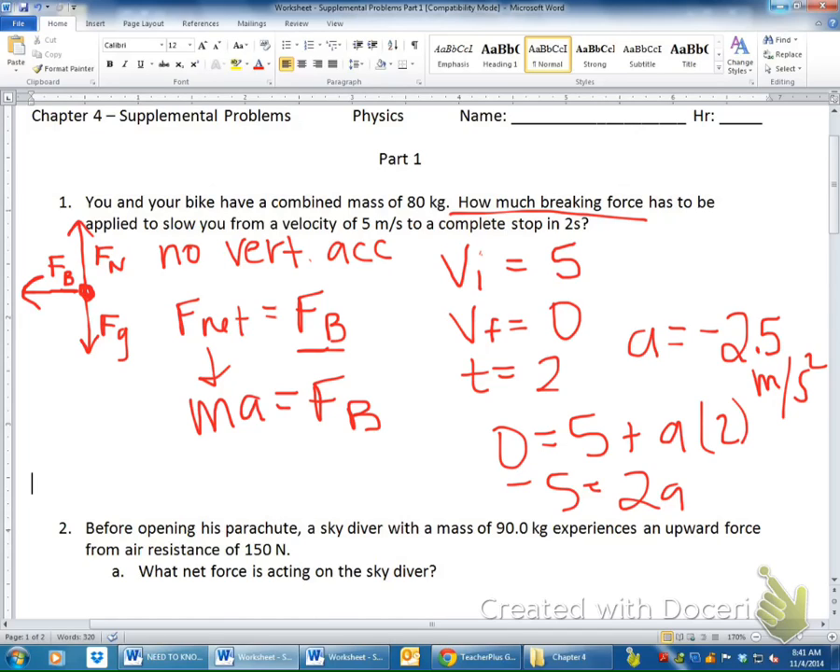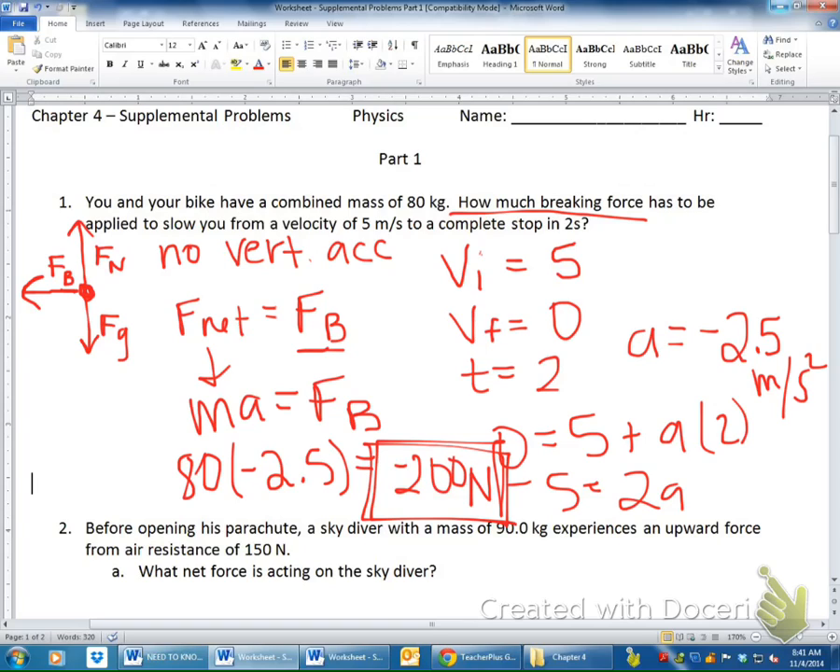Everyone see where we're getting that acceleration? Do you think that by yourself you would have been able to go this far? Okay, great. All right, so now we plug in our mass, which is 80, times our acceleration, which is negative 2.5, and we get what? Negative 200. And what's our units? Newtons. Good, newtons.